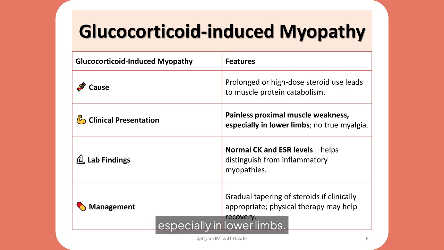Unlike other myopathies, this condition results from atrophy of type 2 muscle fibers due to catabolic effects of steroids, without overt muscle necrosis or inflammation. CK and ESR are usually normal. It is a diagnosis of exclusion supported by clinical context. Management involves tapering steroids and possibly physical therapy.